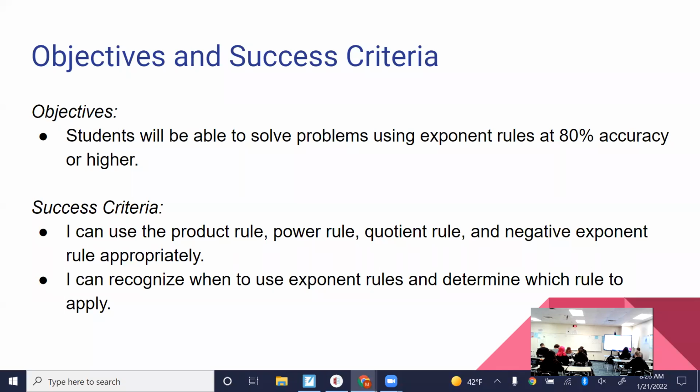We are starting a new unit today, so topic 6. And first we're starting with exponent rules. So that's what this little book is supposed to help you with.